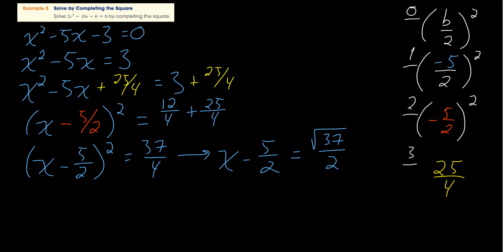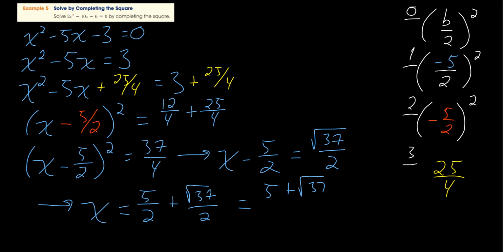And then continue on, we've got x is equal to, we're going to add 5 halves to both sides, so we've got 5 halves plus the square root of 37 over 2, which is equal to, my common denominator is a 2, so it just becomes 5 plus the square root of 37 over 2. Okay. All right. And I believe that's the end of the completing the square process.